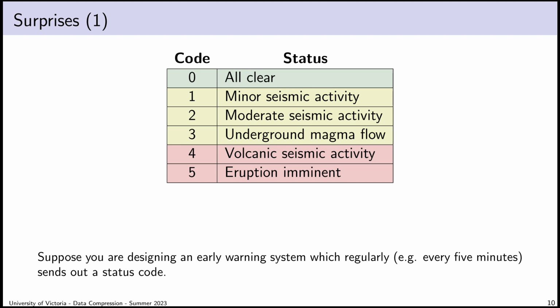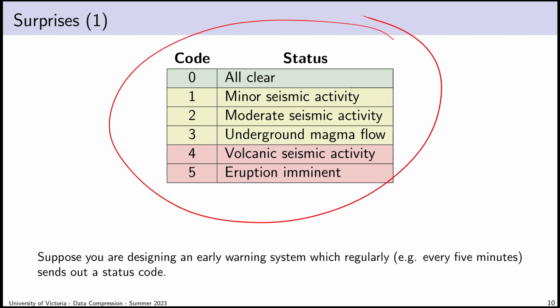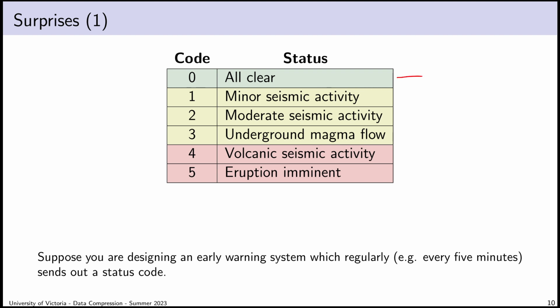So how about this? Every 5 minutes, each monitoring station sends out a status code. And I guess each code really is just a number. And we've got a variety of different codes. Obviously, we care about the extremes, which is condition 0: everything's great. There's nothing to worry about. There's no discernible seismic activity or anything else. Obviously, if we're getting code 0, we can relax.